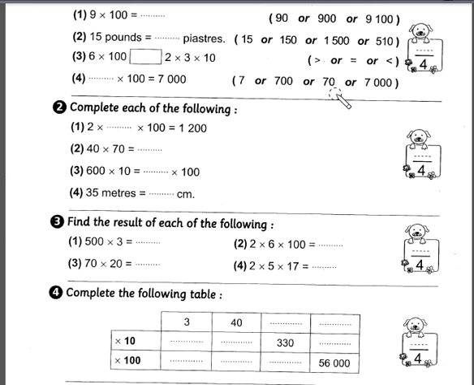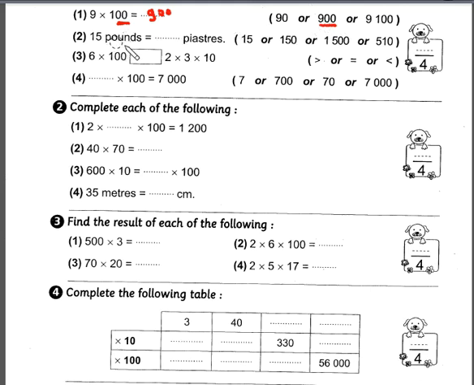Choose the correct answer. He said 9 times 100. 100 has 2 zeros. So we'll say 9 and we'll put 2 zeros from the right side. 9 times 100 equals 900.